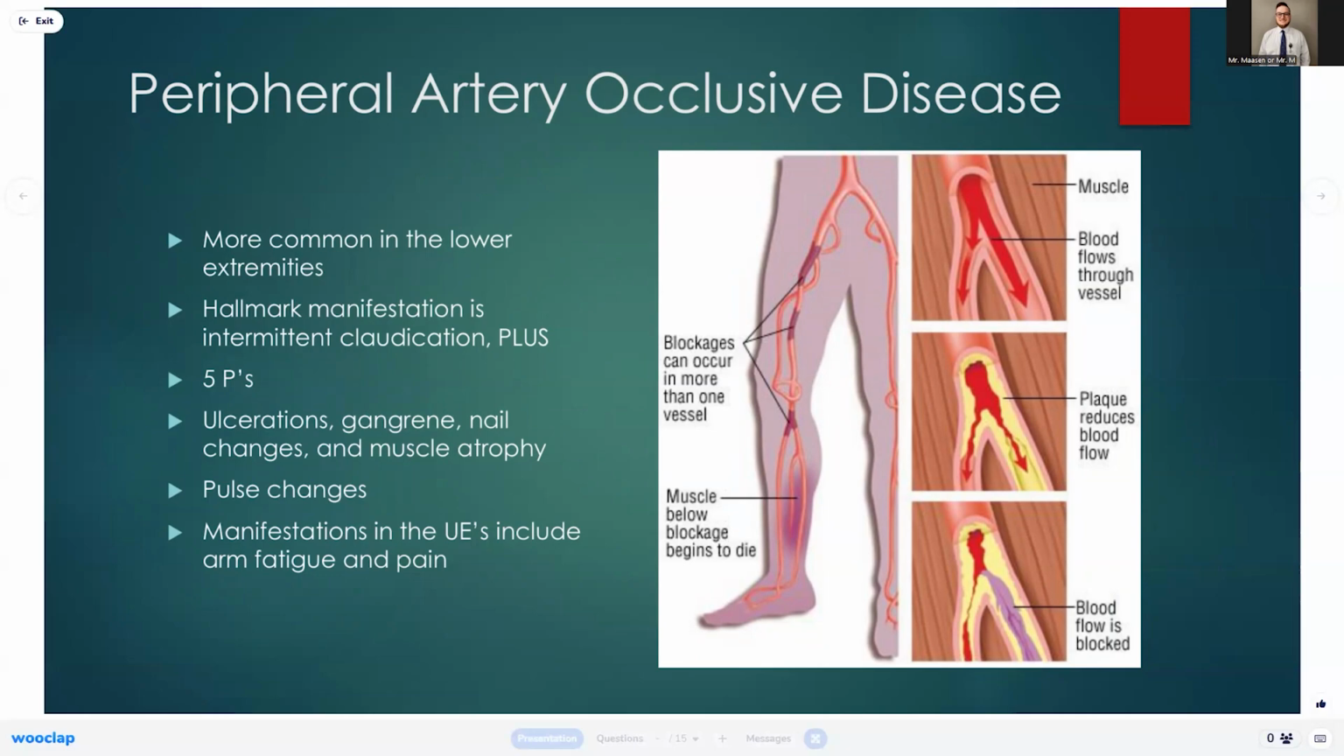Pulselessness, so I have no pulse distal to the location of this. And then paralysis, full on, no function to an extremity because of no blood flow. And skin changes are pretty common with this, all under common manifestations.